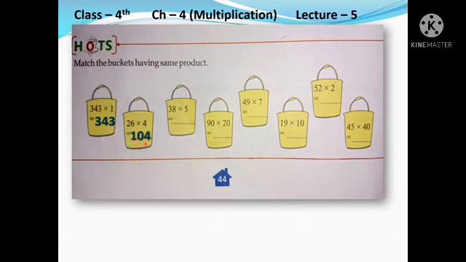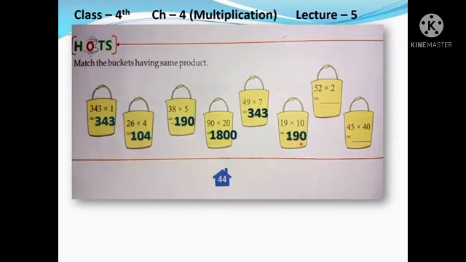So write here 104. Now multiply 38 by 5. See, answer is 190. Now multiply 90 by 20. See, 9 2s are 18 and then we will put at the last 2 more zeros. So answer will be 1800. Now multiply 49 by 7. Answer is 343. Now multiply 19 by 10.